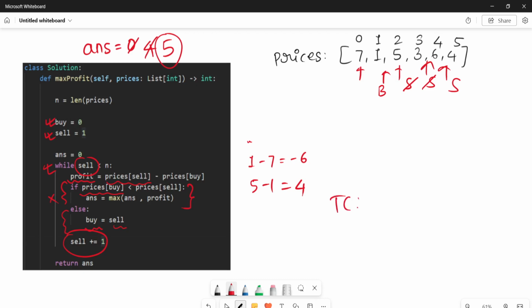If we talk about the time complexity and space complexity, time complexity is O of n because we are iterating the entire array at most once, and space complexity is O of 1 because we are not using any extra space.